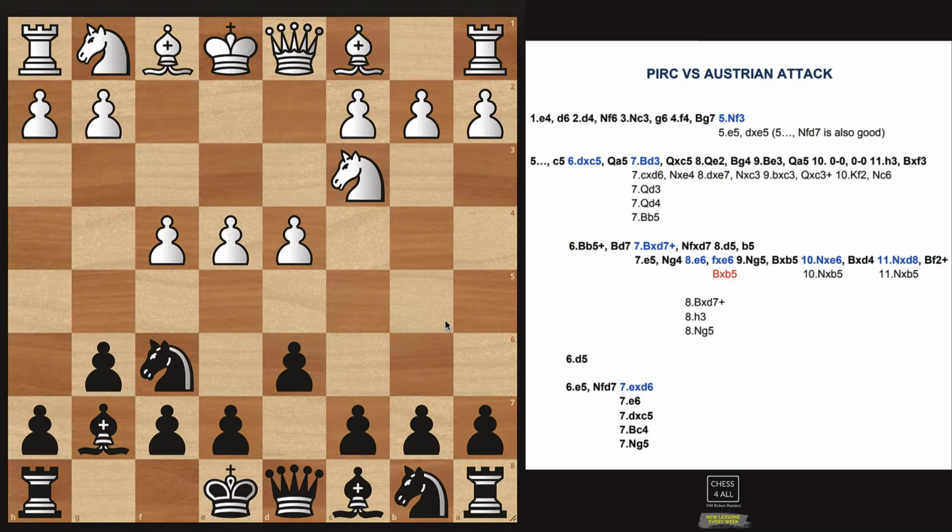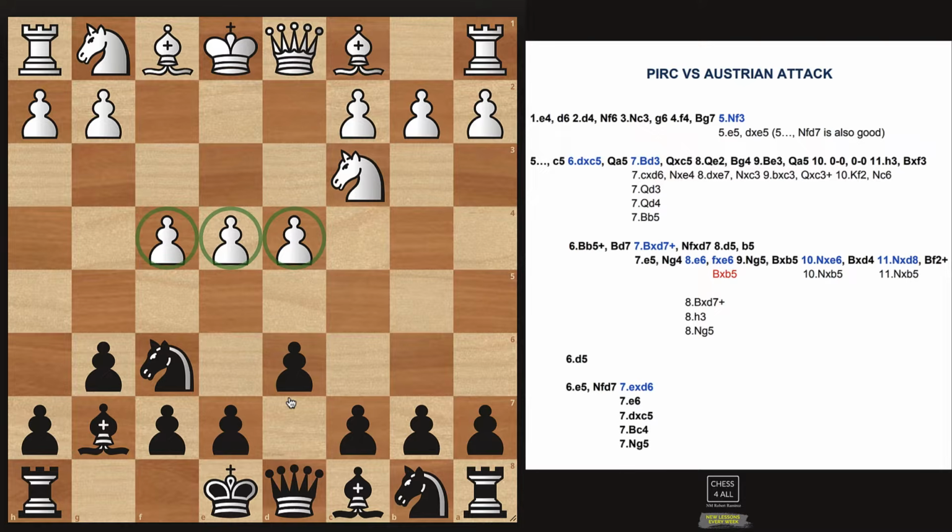Hello students, in this lesson we're finally going to go over the Austrian attack. We're going to learn how to play the Pirc defense against the Austrian attack. And I left this for last because I wanted you to really be invested, to be committed with this opening by the time we got here. If I had shown this at the beginning, maybe you would have gotten overwhelmed.